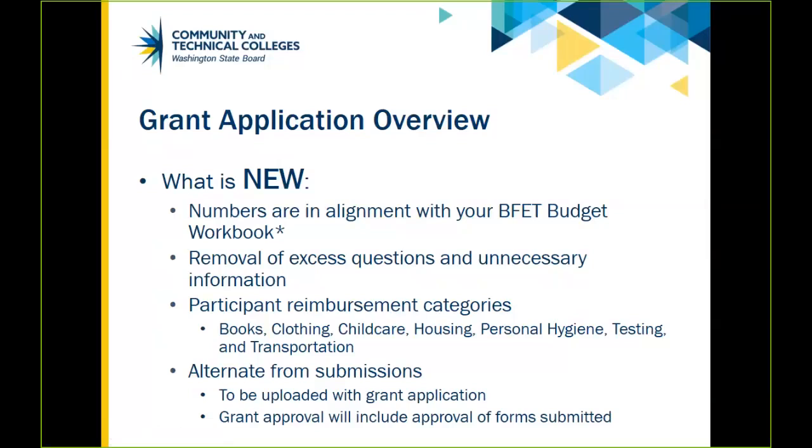Alternate form submissions. Your alternate forms, if you are using any for federal fiscal year 20, must be uploaded with your grant. If you are not using alternate forms, then please mark the non-applicable toggle switch on question 4B under the miscellaneous section. Approval must be given for the following alternate items: DSHS consent form, BFET referral, IEP, which is the individual employment plan, and the participant reimbursement form.